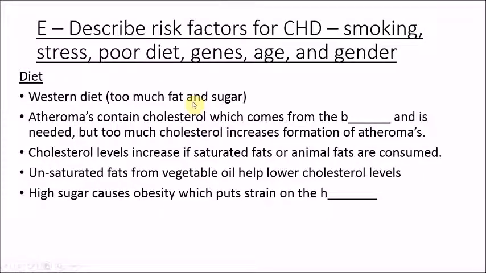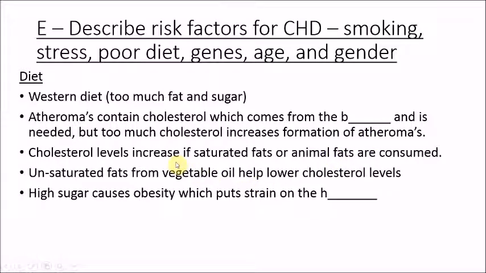Now, the next part we need to talk about is the risk factors for certain coronary heart disease, such as our diets. Now, the Western diet is depicted to have too much fat and sugar. Atheromas contain cholesterol, which comes from the blood and is needed, but too much cholesterol from such fatty diets can cause extra formations of atheromas.